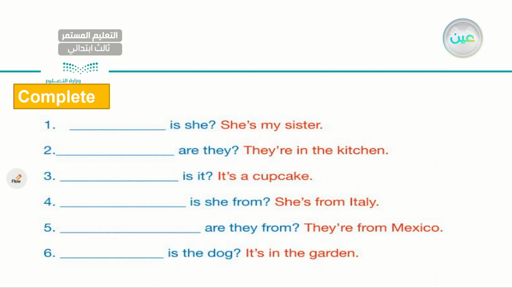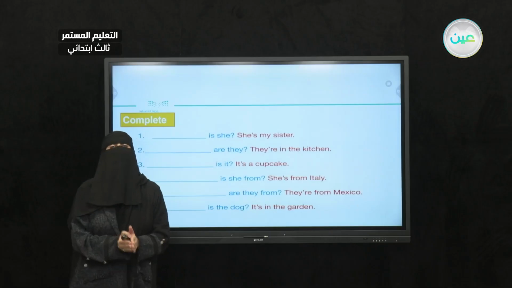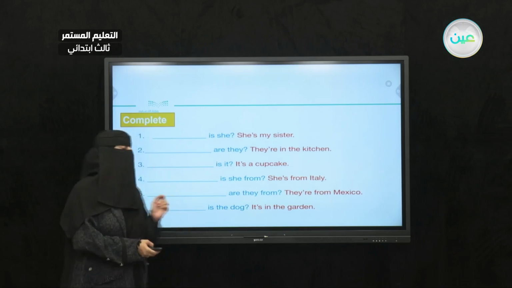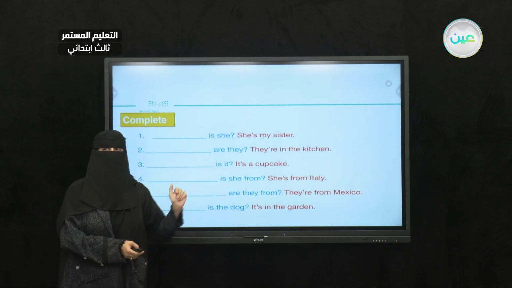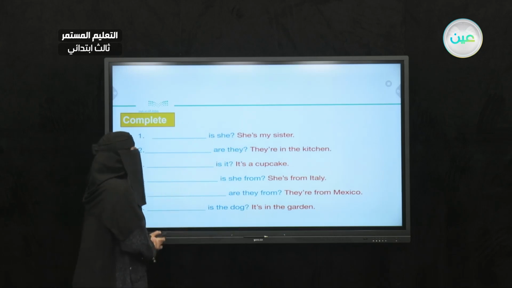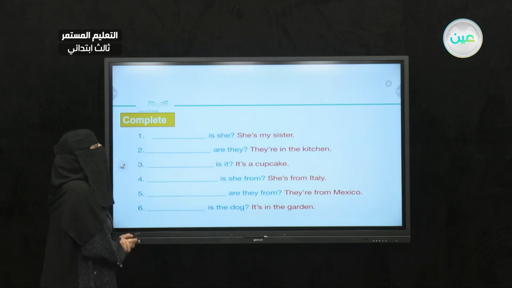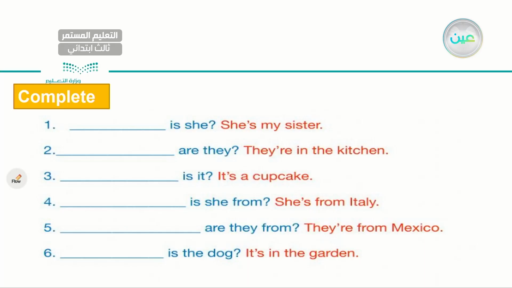Now, remember, we might complete it with who, with where, with when, with what, with why, for example. But we have to read the whole thing and the answer as well, so we can decide. Is she? She is my sister. So I'm asking about a person here. What do you think? Who is she? Very good. Who is she? She is my sister.